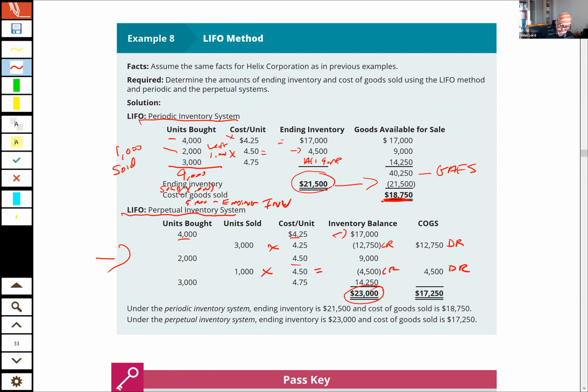And notice I do get a different answer for my cost of goods sold and my ending inventory, because under the periodic, I just assumed that they sold all 3,000 of those 475s and 1,000 of those 450s, whereas here, a good chunk of those items went out at a different price, at 425, because I updated my inventory records as I made the sale. So there is a difference for LIFO.